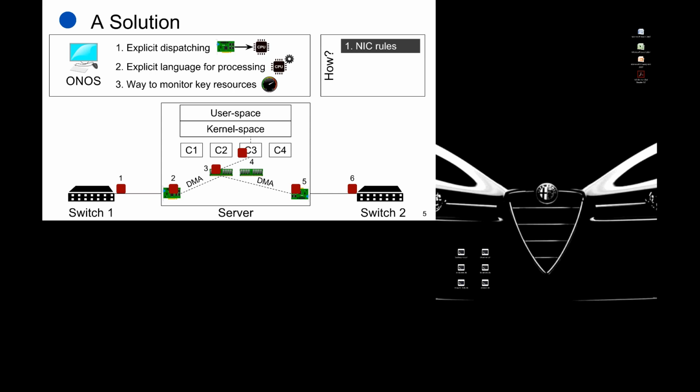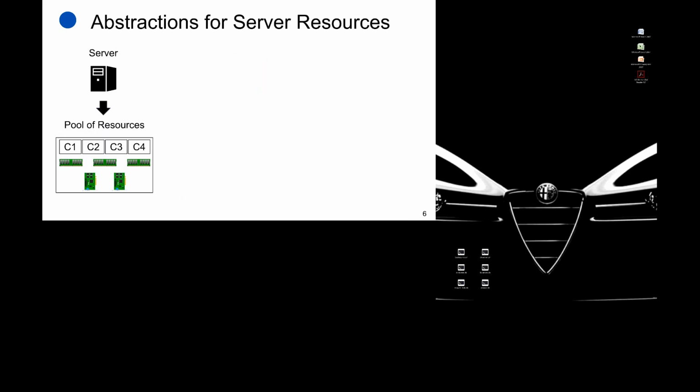To address the second question, I propose to use Click as a way to structure the processing pipeline for the packets. And to address the third problem, in the next slide, there is some intuition on how to abstract NIC and CPU resources while being able to collect runtime statistics from the system. So let's move to some abstractions.